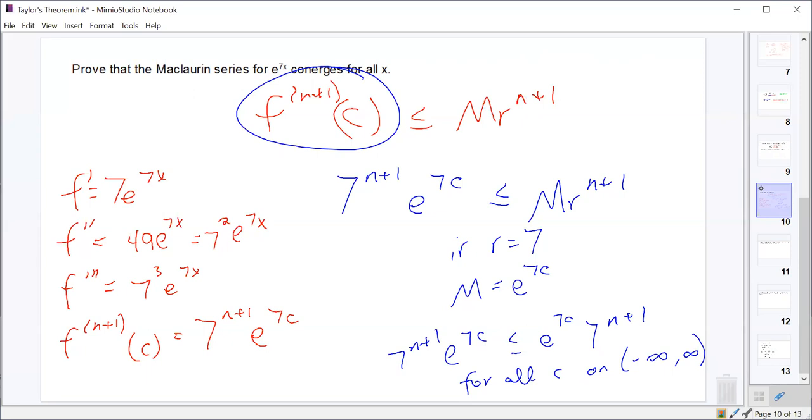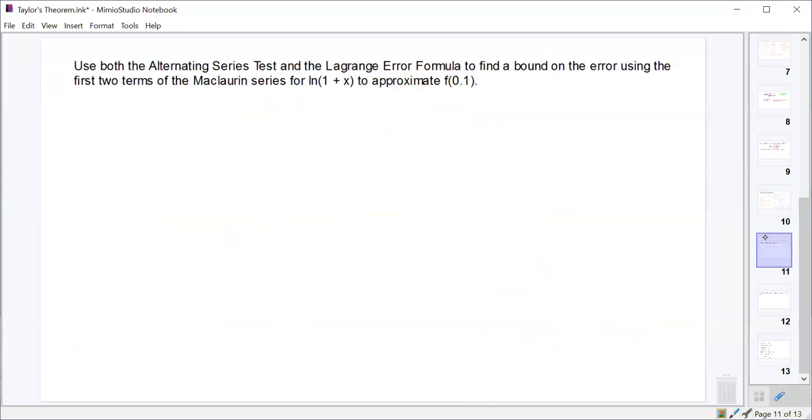But what we will see on the AP test is using this idea to bound the error from a truncation, which is what we're going to do with these next couple of problems. So we're going to do this one in two different ways. We're going to use the alternating series error bound, and we're going to use the Lagrange error formula to find a bound on the error for the first two terms of the Maclaurin series for natural log of 1 plus x, and we're going to use it to approximate f of 0.1.